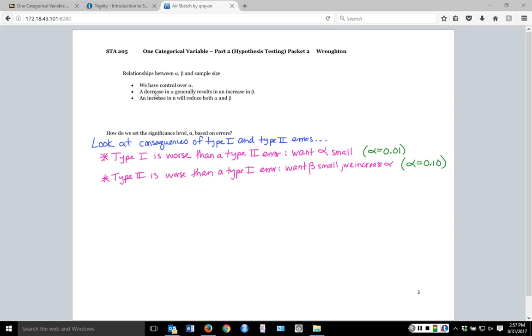Now the last thing that could happen is you go through and you assess the errors and they seem about the same. One is not really worse than the other. So I don't need to worry about making alpha smaller, I don't need to worry about making beta smaller. This is generally when we use the standard 5% significance level.